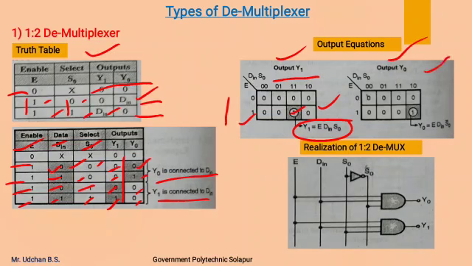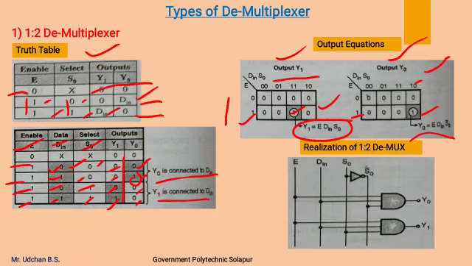For Y0, 1 is over here, that is E, D in and S0 bar. The cell position is over here, so 1 is entered over there, and remaining cells contain 0 as the output is 0 for remaining input combinations. So for Y0 we get the term as E D in S0 bar.